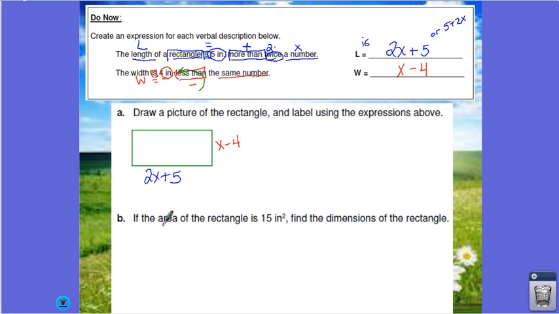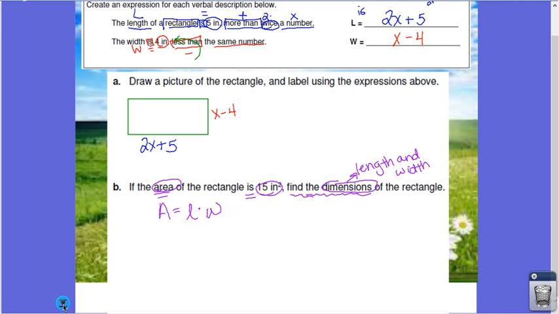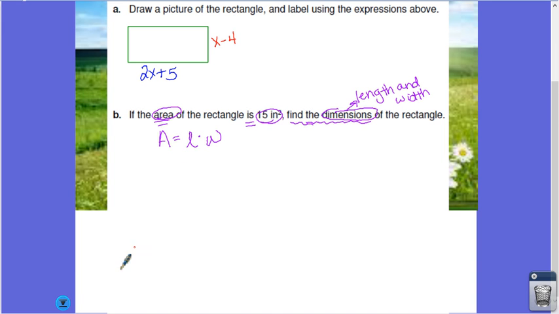If the area of the rectangle is 15 inches squared, find the dimensions. When it asks for the dimensions, it means the length and width. So they want us to actually find the numerical value for the length and the width. Well, let's start with the area. The area of a rectangle is always equal to length times width. So now, if the area is known to be 15 square inches, and the length is 2x plus 5 times the width, x minus 4, we end up with this equation here.